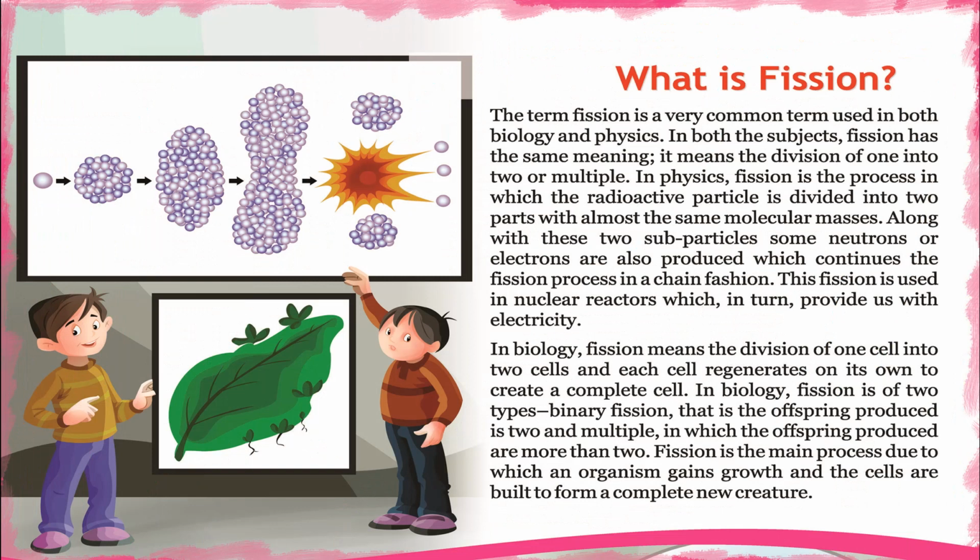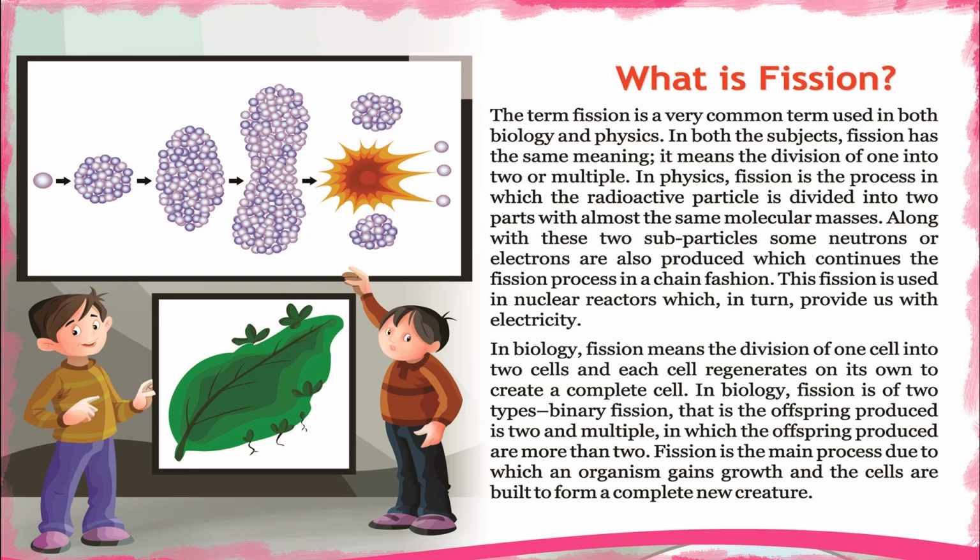What is fission? The term fission is a very common term used in both biology and physics. In both subjects, fission has the same meaning. It means the division of one into two or multiple. In physics, fission is the process in which a radioactive particle is divided into 2 parts with almost the same molecular masses. Along with these 2 subparticles, some neutrons or electrons are also produced, which continue the fission process in a chain fashion. Fission is used in nuclear reactors, which in turn provide us with electricity.